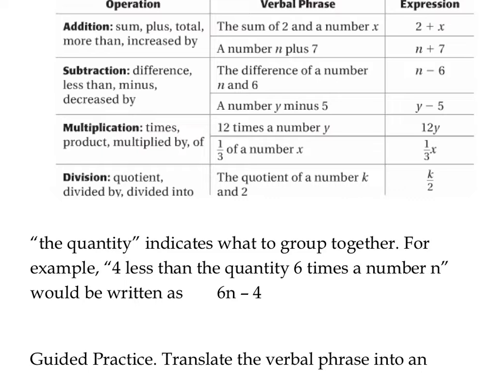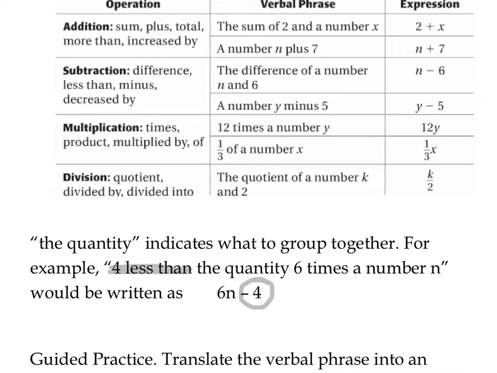We see an example here, 4 less than the quantity 6 times the number n. So another particular thing to pay attention to here is 4 less than. 4 less than indicates we're taking the 4 away from something. Okay, if you have $4 less than I have, that means you'd find out what I have and take 4 away, not do 4 minus what I have. So we want to take 4 away from something.